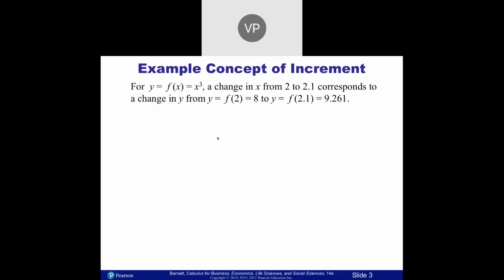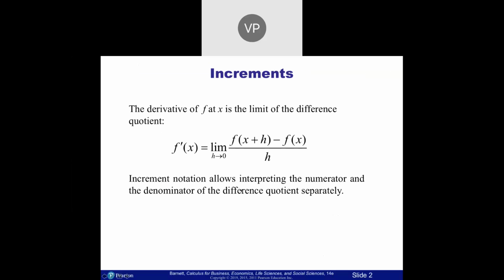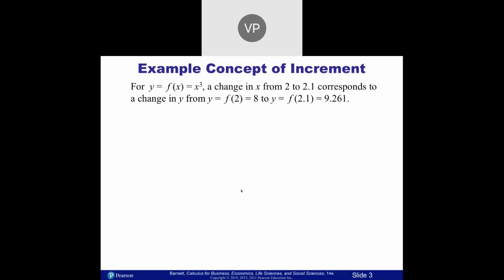All right, so now we're going to deal with this idea of an increment. I didn't really talk about it, so let me go back one piece here. Increment notation allows interpreting the numerator and the denominator of the difference quotient separately. What that means is, we'll talk about this.